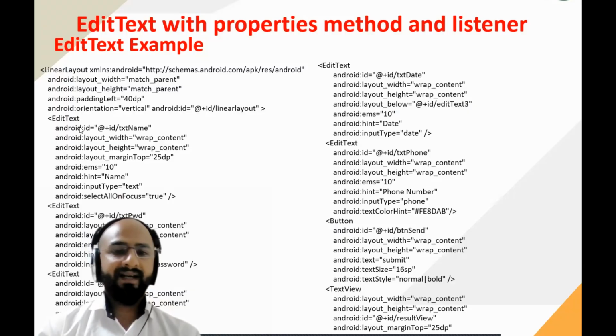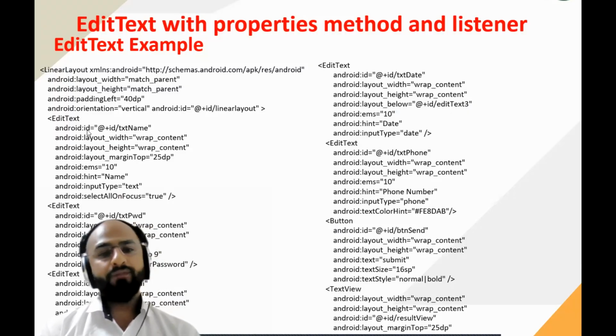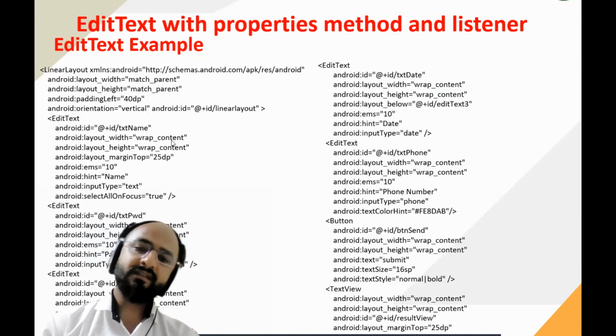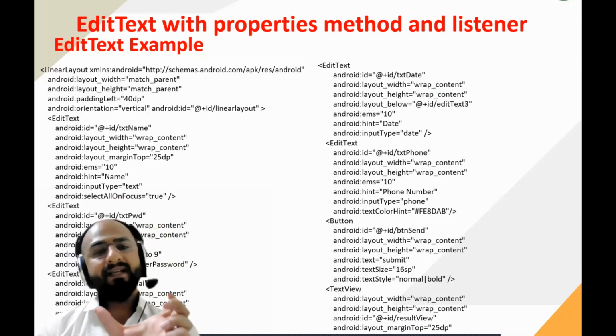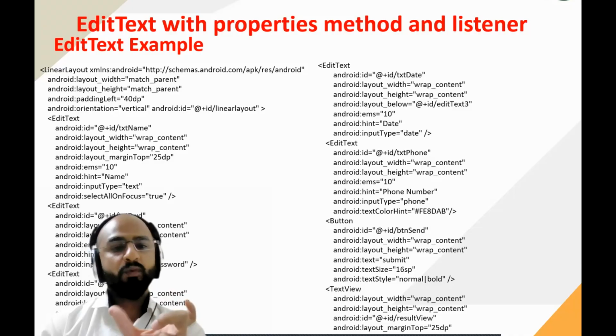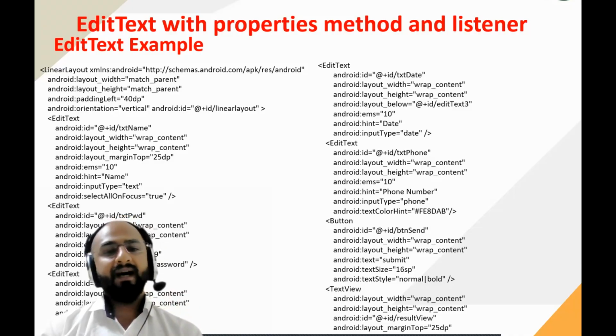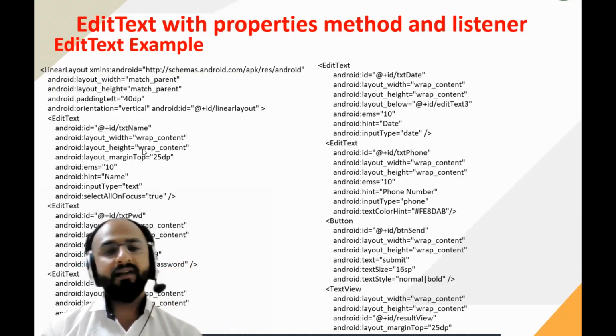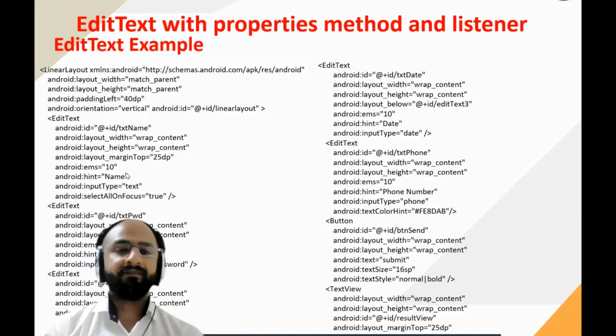Now you can see I have taken 1, 2, 3, 4, 5 edit text over here. So let's have the example of the first edit text, the element id txt name, android:layout_width wrap_content. What does wrap content mean? Wrap content means जितना आपका टेक्स्ट होगा, जितना आपका कंटेंट होगा, उतना वो उसका विथ रहेगा. एंड हाइट में क्या है, हाइट में भी wrap कंटेंट है, तो हाइट भी टेक्स्ट की जितनी हाइट रहेगी उतना हाइट एडिट टेक्स्ट का रहेगा.